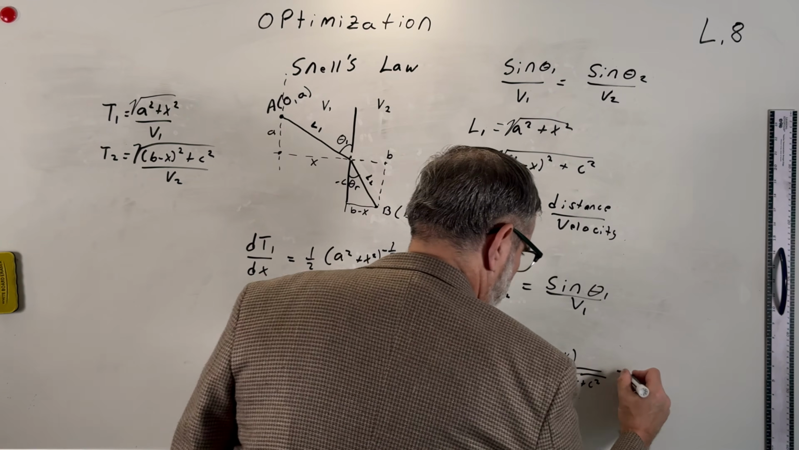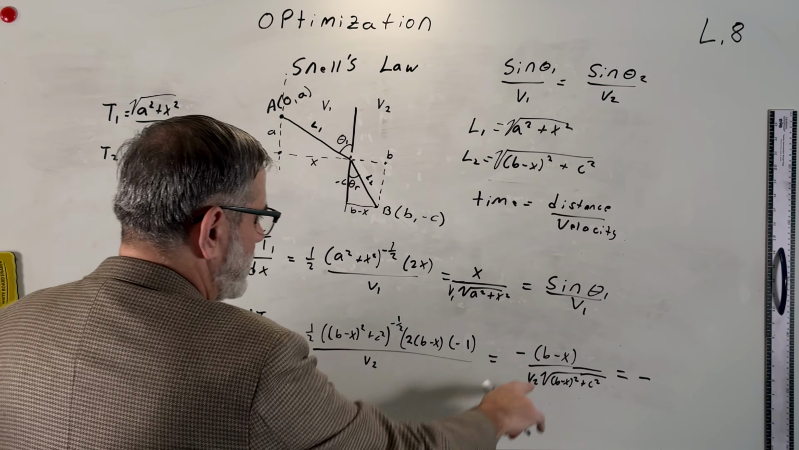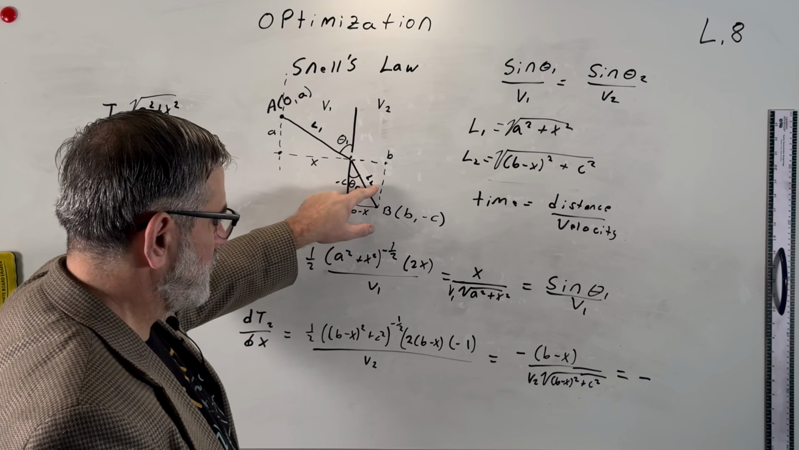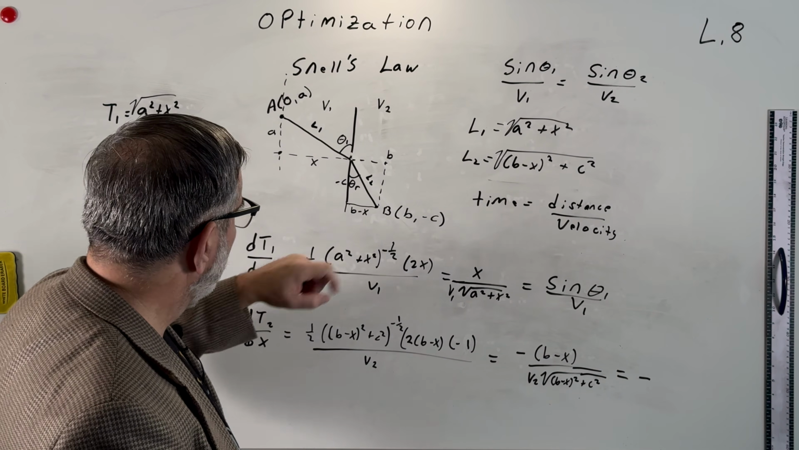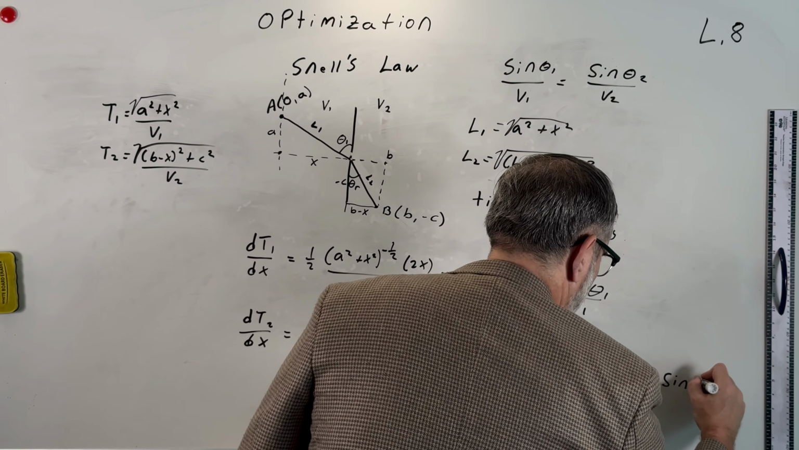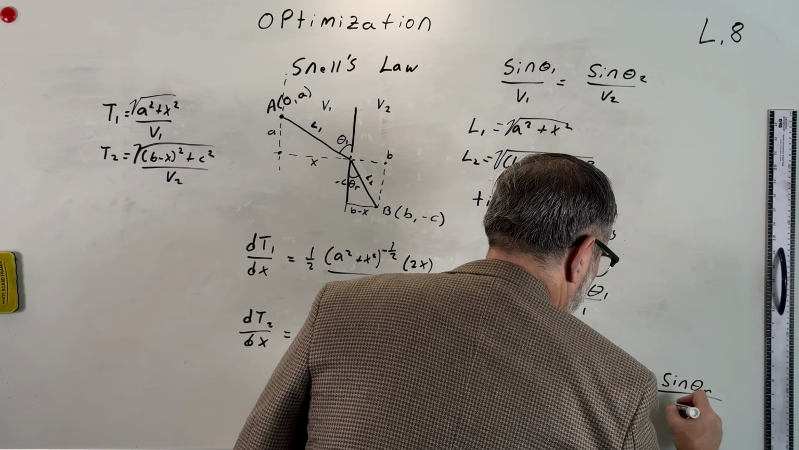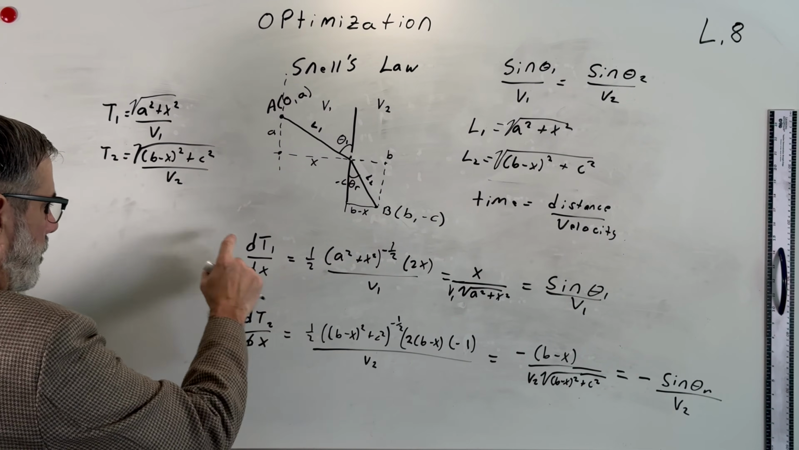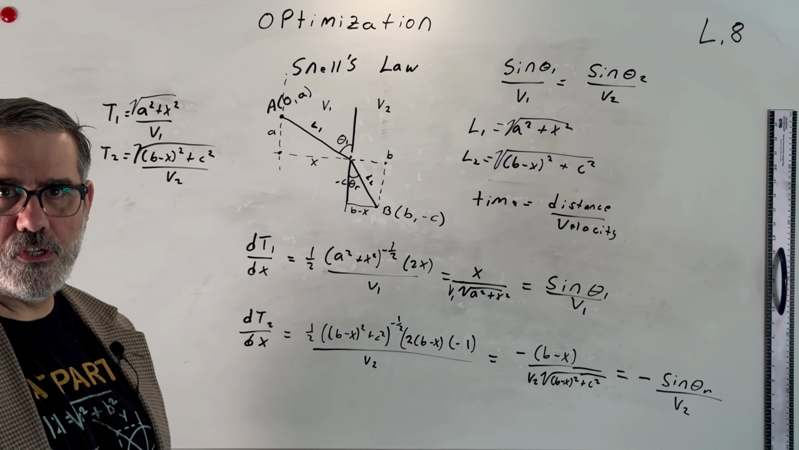And so that is equal to minus, well, b minus x, that's this arm here, over the hypotenuse, which is the square root of b minus x squared plus c squared. That is just the sine of theta 2, or theta r as we call it here. Sine of theta r, but still divided by v2. And so now this plus this equals 0.